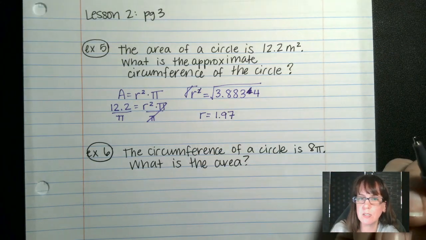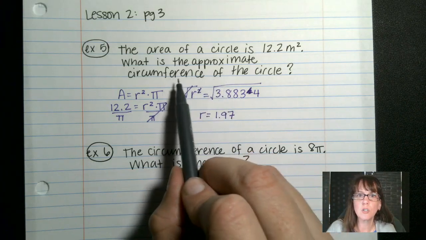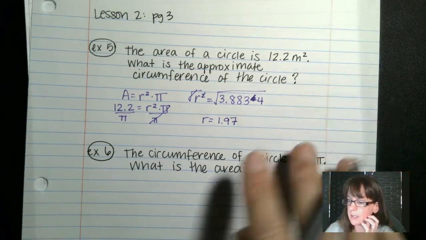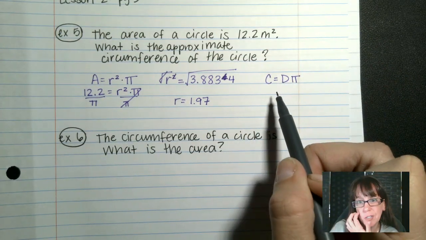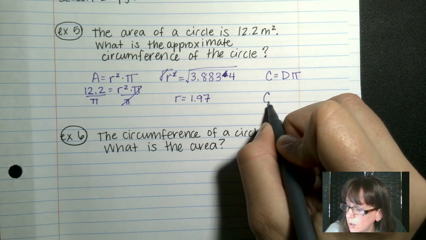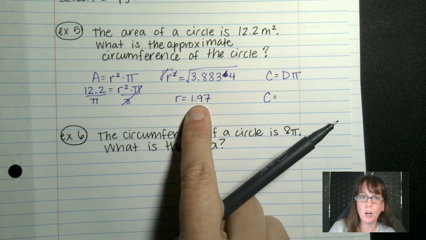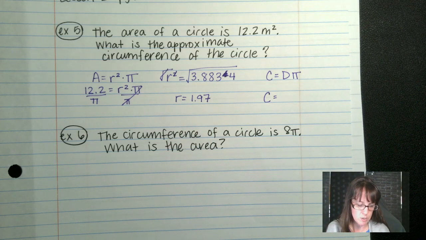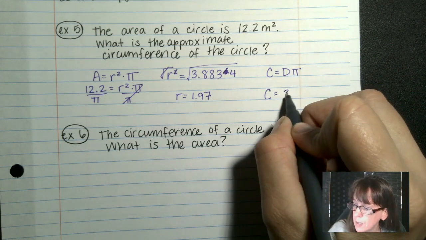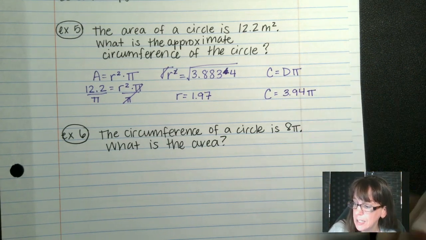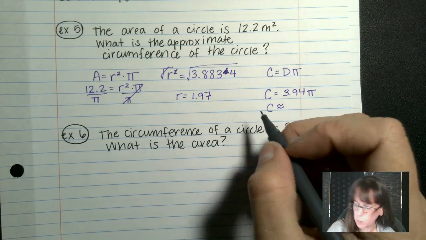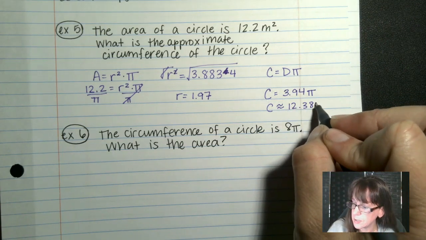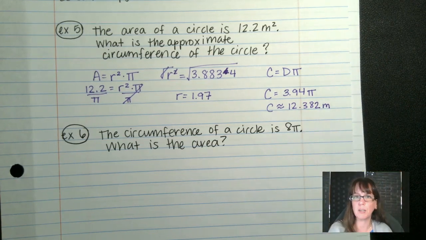Now go back, read your question. That's always a good idea. It asks for the circumference of the circle. So we have the radius, and now remember our circumference, cherry is delicious pie, and our circumference is our diameter times pi. Well, our diameter, remember, is just double our radius. So if we take that and we multiply it by 2, we end up with 3.94. So 3.94 pi. So our circumference is approximately 3.94 times pi. We end up with 12.382 meters. Our circumference is approximately that.